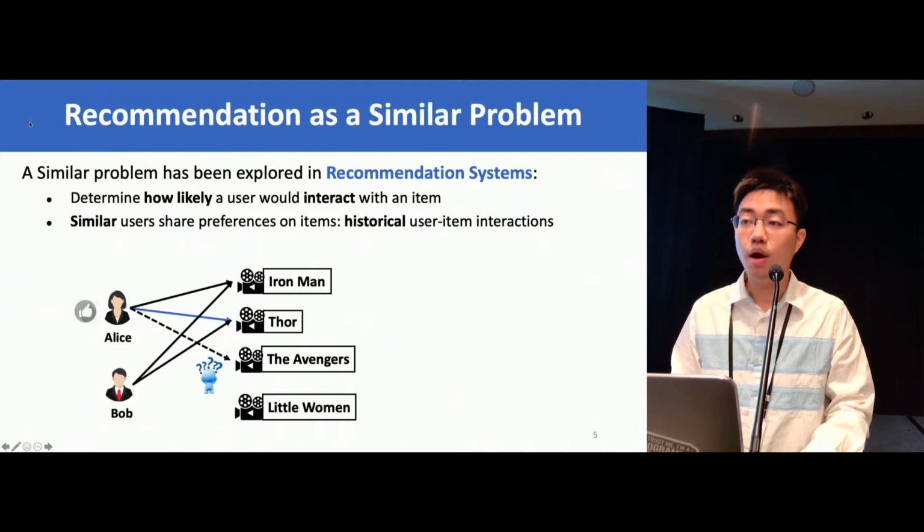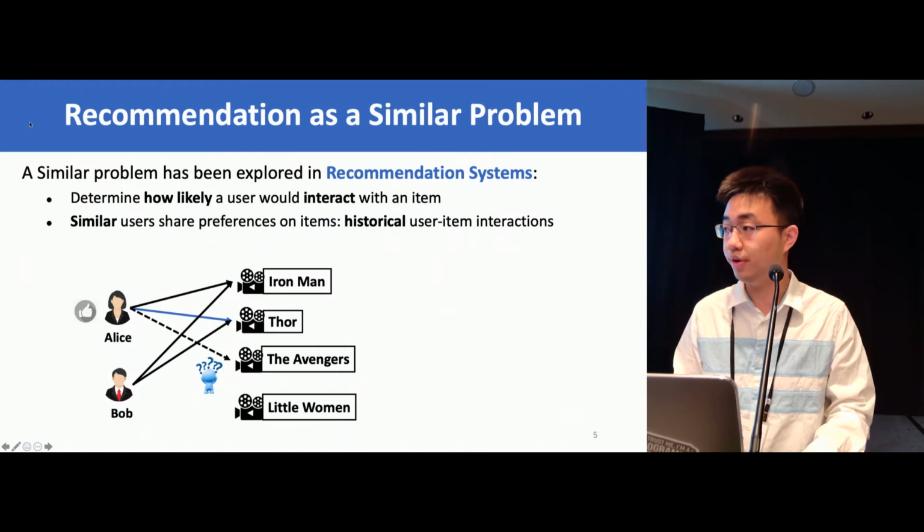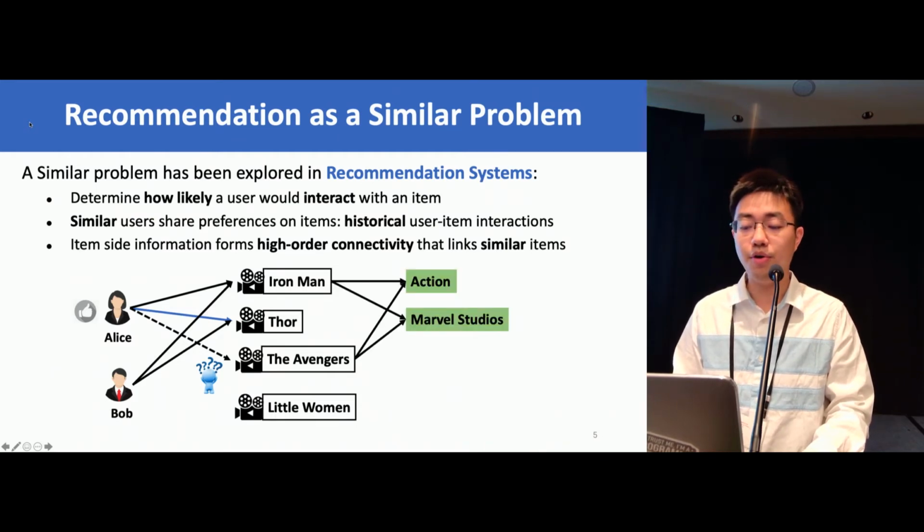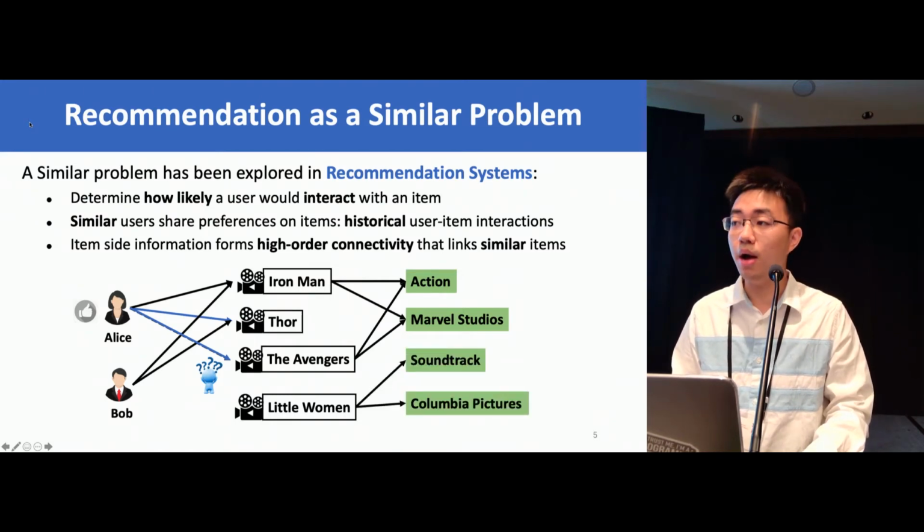Unfortunately, user-item interactions are insufficient to recommend items that are disconnected in historical interactions, for example, the Avengers here. To address this issue, modern recommendation systems adopt item side information to form a high-order connectivity that links similar items. Here, because Iron Man and the Avengers are connected through multi-hop paths based on Action and Marvel Studios, modern recommendation systems would recommend the Avengers to Alice because it's similar to Iron Man. The Little Women would not be recommended because it's disconnected from Alice.